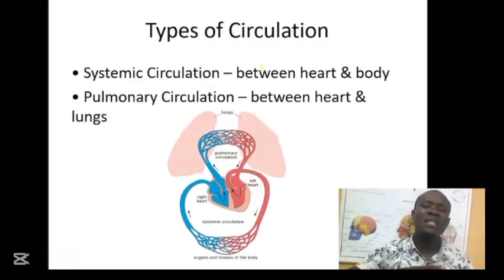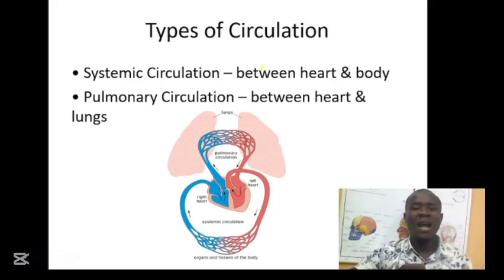Now let's talk about the types of circulation that we have. In humans, we have two types of circulation. We have systemic circulation and we have pulmonary circulation. In the pulmonary circulation, it is the circulation between the heart and the lungs only.